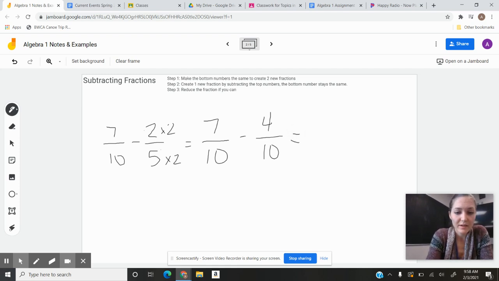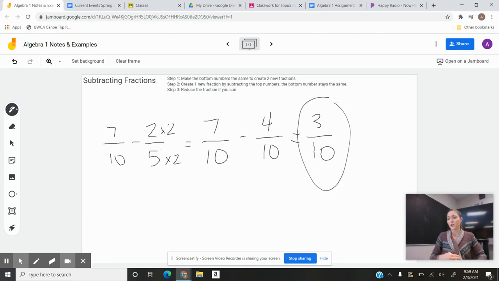So 7 minus 4, we're just going to subtract the top numbers, bottom numbers stay the same. 7 minus 4 is 3. Bottom numbers stay the same. So I have 3/10. I'm going to try to reduce the fraction first by dividing by 2, then 3, and then 5. So I can't divide by 2. I could divide 10 by 2, but I can't divide 3 by 2. So I can't divide by 2 on this fraction. I can't divide by 3, and I can't divide by 5. So this is the reduced form of that fraction. So number 2 on Algebra 1 assignment is 3/10.